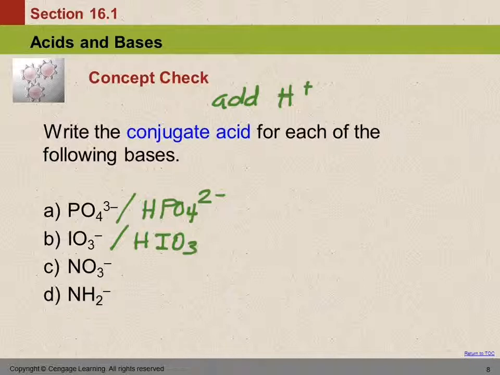NO3 minus. What's the conjugate acid? HNO3. We're adding a hydrogen and a charge, +1. This was -1, adding +1 gives us 0, which we don't write. What about NH2 minus? NH3. It had 2 hydrogens. We're going to up that to 3. The charge was -1. We add 1, we get 0.